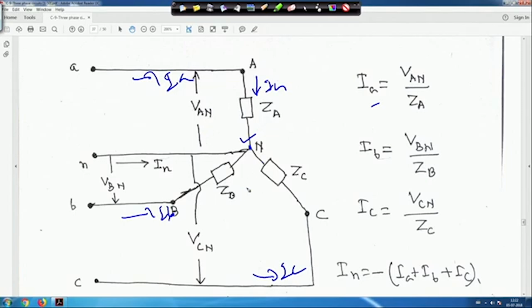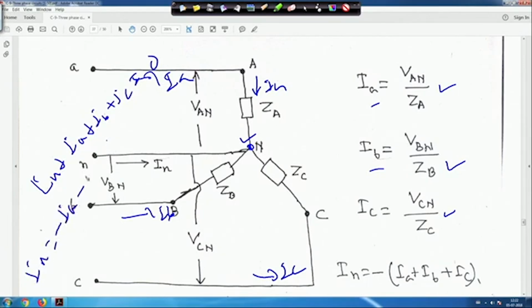In an unbalanced system the phase voltage also may be unbalanced. So IA is equal to VAN by ZA, IB is equal to VBN by ZB, and IC is equal to VCN by ZC, and this is a star connected load. Now if you apply KCL here, it will be IN plus IA plus IB plus IC equal to 0. That means my IN is equal to minus IA minus IB minus IC, that is what I have written here. Put in brackets, it is minus of IA plus IB plus IC, and if it is unbalanced, this IN may not be 0.